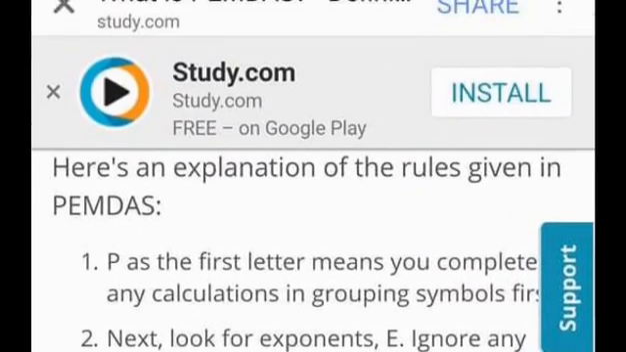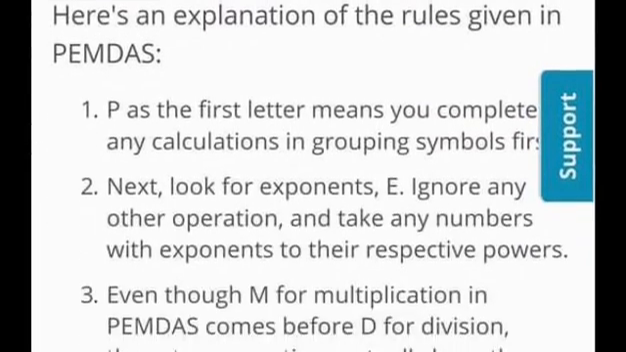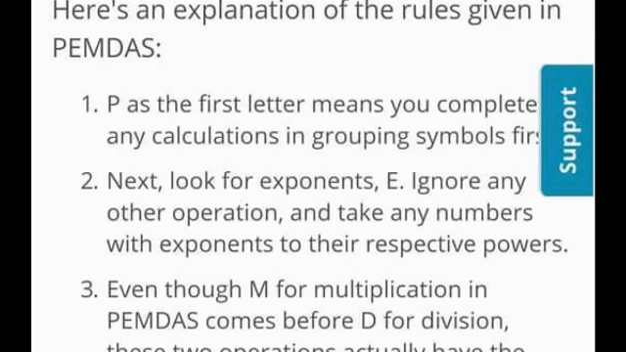Another reference from study.com. Here's an explanation of the rules given in PEMDAS. P as the first letter means you complete any calculations in grouping symbols first. Next, look for exponents, the E. Ignore any other operation and take any numbers with exponents to the respective powers.